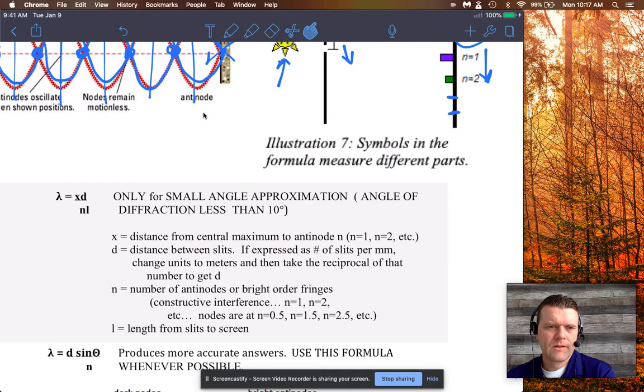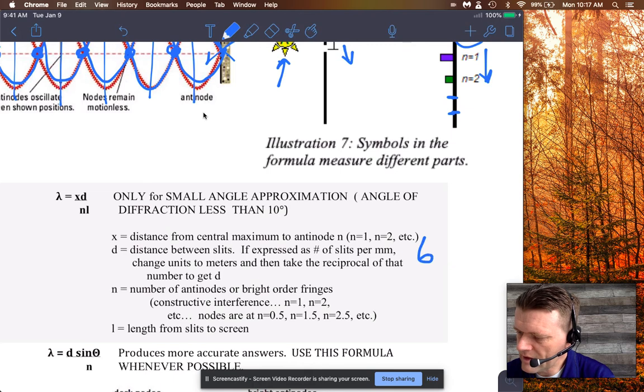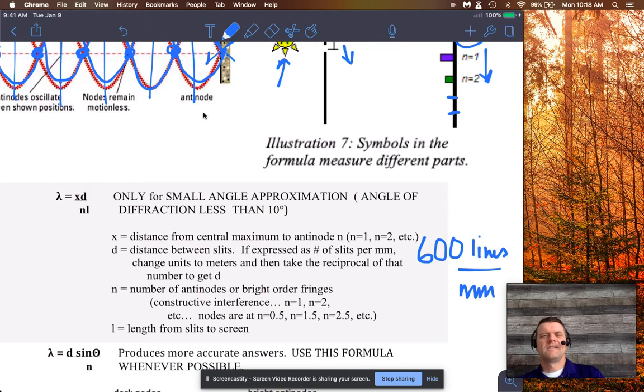So let's look at a couple of these just quickly. D, the distance between the slits. I'll try and emphasize this in a little bit of practice. Sometimes it doesn't give you the distance between the slits. Sometimes it gives you the number of slits per meter, or sometimes even per millimeter. Like, for example, I've seen, say, 600 lines per millimeter. Okay. And as an example, with diffraction gratings, actually, they're called diffraction gratings.